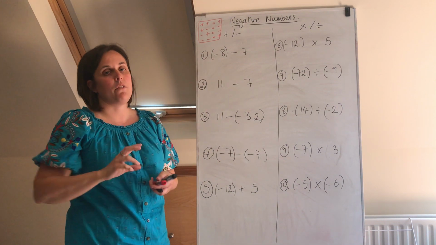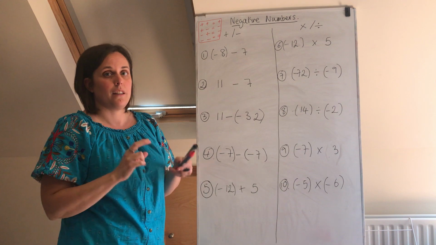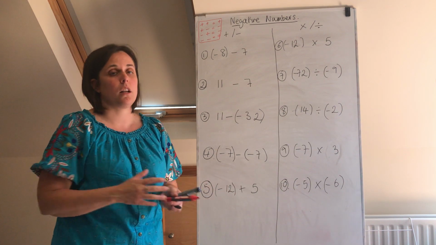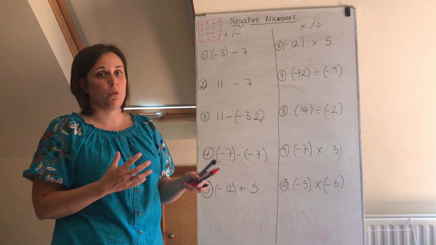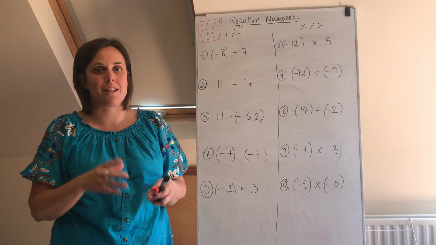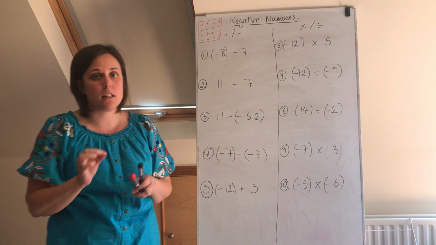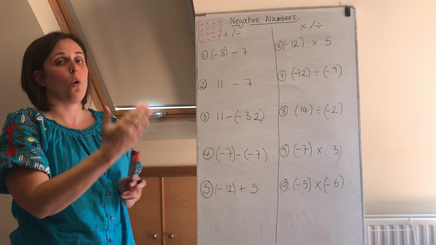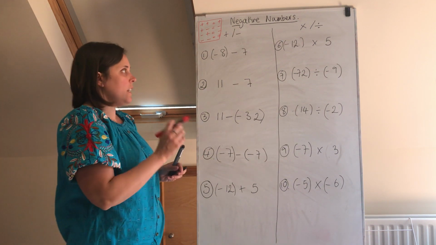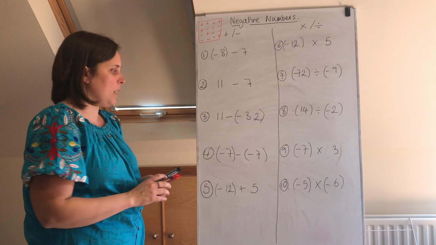So suffice it to say, if you've got two different signs, then you're going to overall have a minus, and if you've got two signs the same, that becomes a plus. However, the way you apply that is different depending on whether you're adding and subtracting or multiplying and dividing. So let's first of all look at the adding and subtracting part.